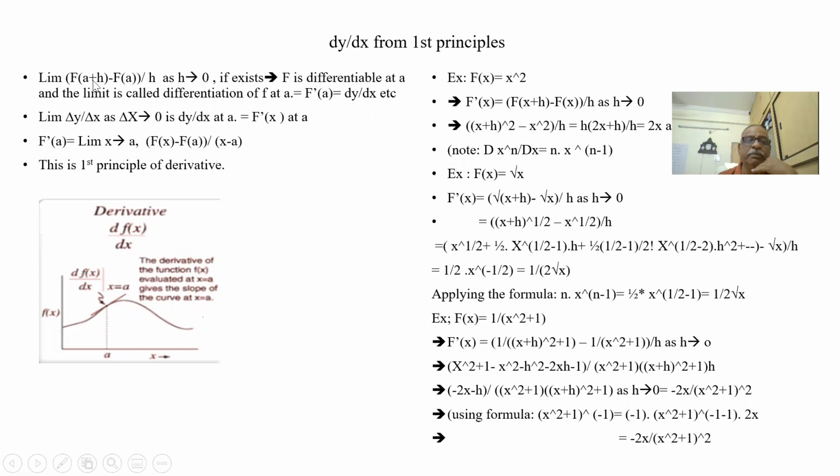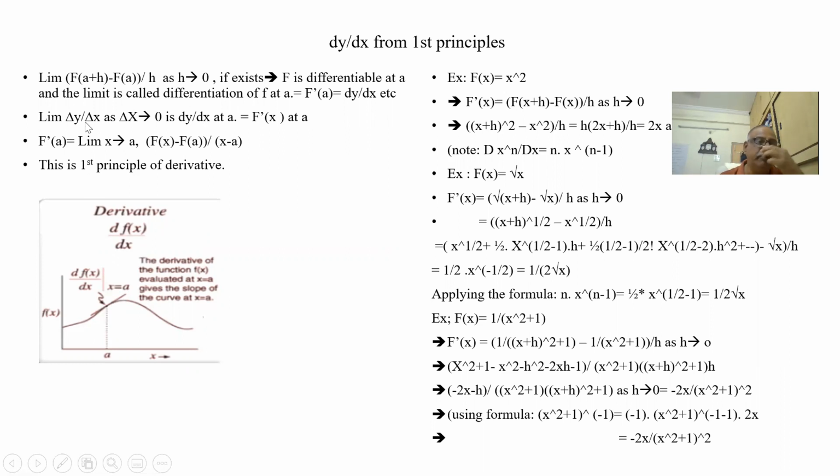This is f of A plus h minus f of A. I am getting delta y. And what is delta x here? This is h. A plus h minus A is h. So delta y by delta x, as delta x tends to 0, means we are finding the slope at this particular point of the curve. So as delta x tends to 0, this becomes dy by dx.